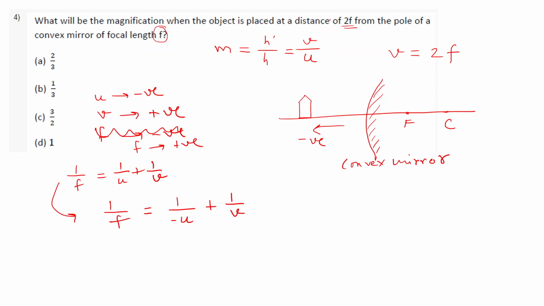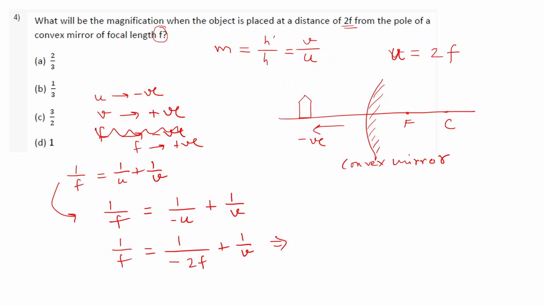Now the object distance is 2f. No, so object or image? Okay, sorry, this was object distance. Yeah, 2f was object distance. Now when I put the value, minus 1 over the object distance 2f, this will remain 1 by v.